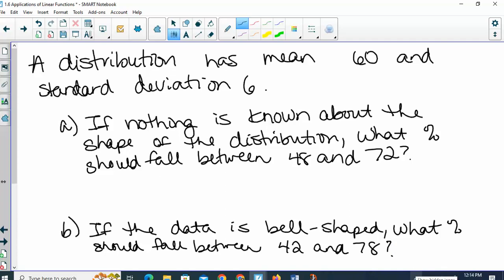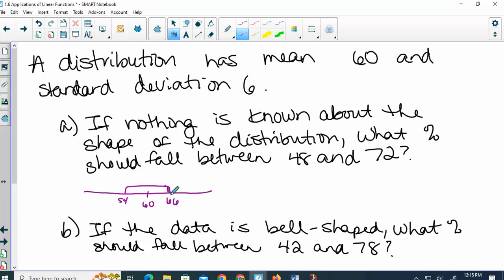So we have a distribution. Mean is 60, standard deviation is 6. If we don't know anything about the shape of the data, what percent should fall between 48 and 72? What am I doing here? Chebyshev's. If you don't know the shape, you have to use Chebyshev's. So remember, this means my center is at 60. One standard deviation would go 6 below, so 54, and 6 above, which is 66.